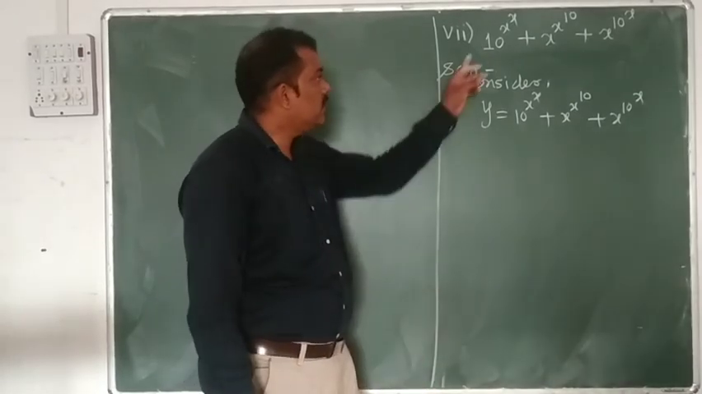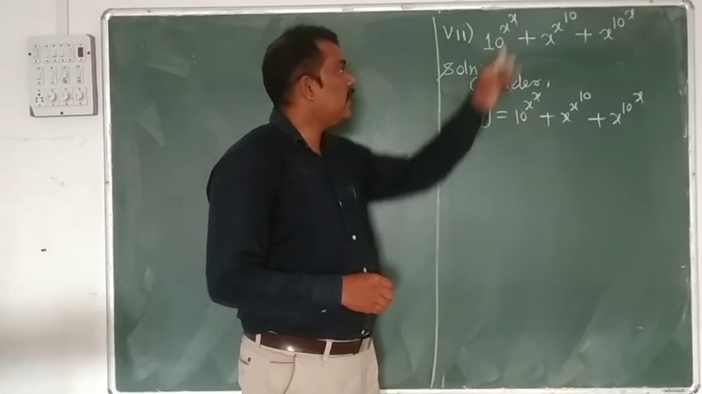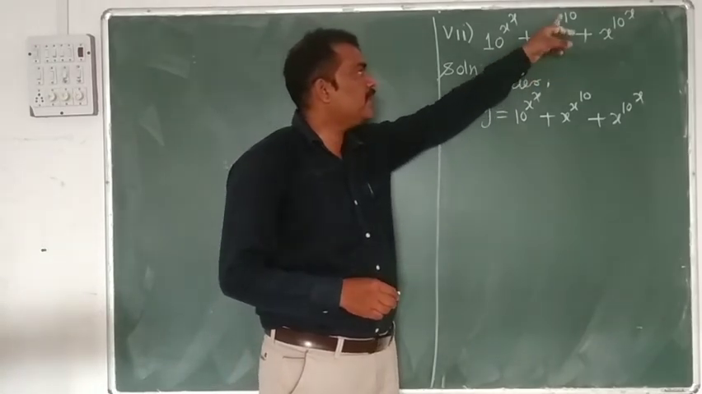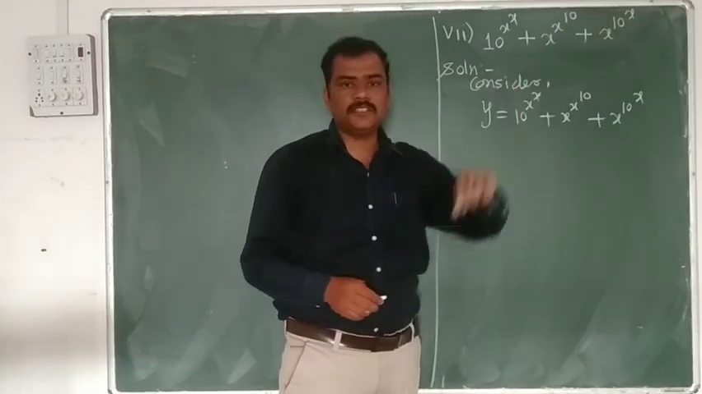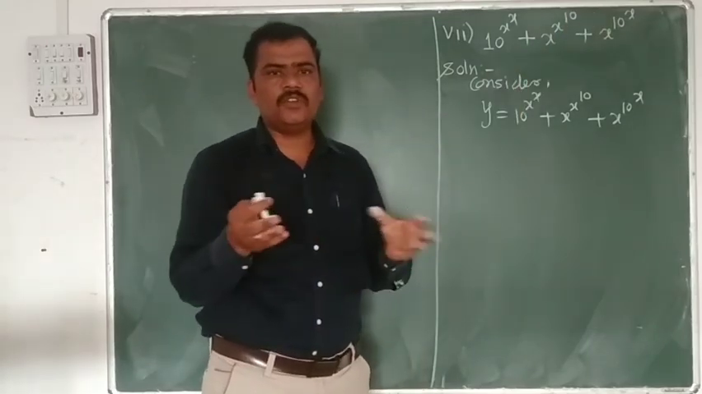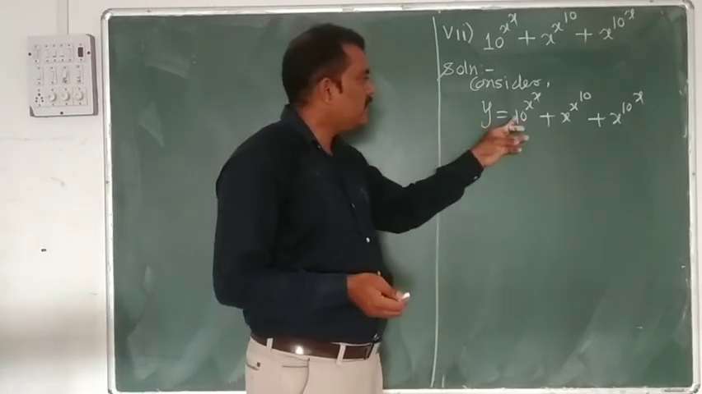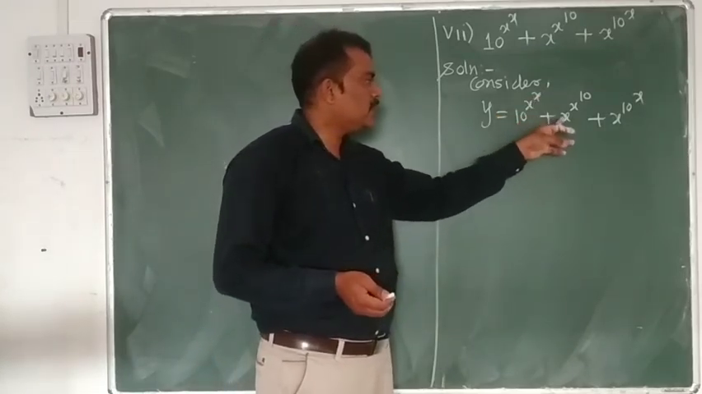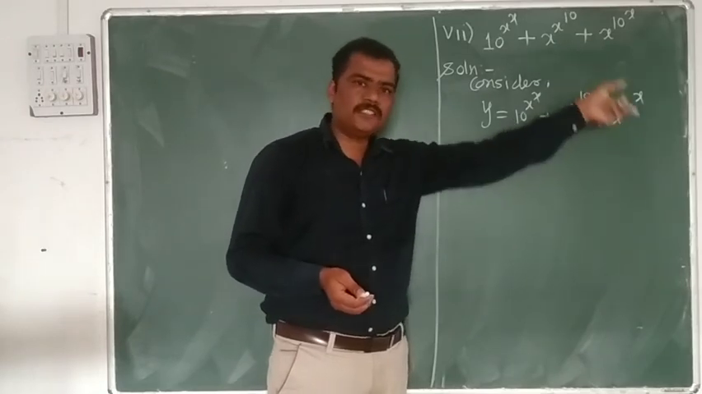Now we have to discuss example number 7: 10 raised to x raised to x, plus x raised to x raised to 10, plus x raised to 10 raised to x. Here we have to use only x and 10. Consider y is equal to 10 raised to x raised to x plus x raised to x raised to 10 plus x raised to 10 raised to x.